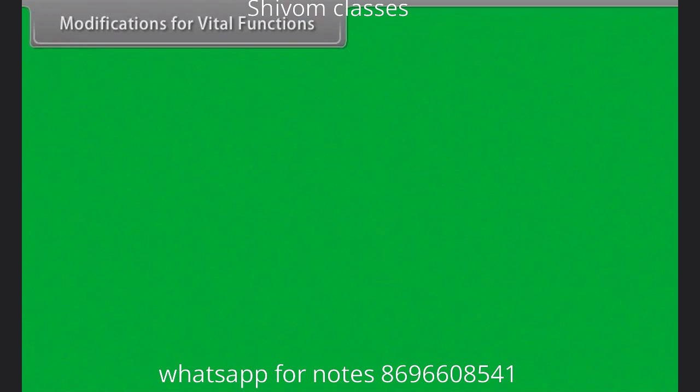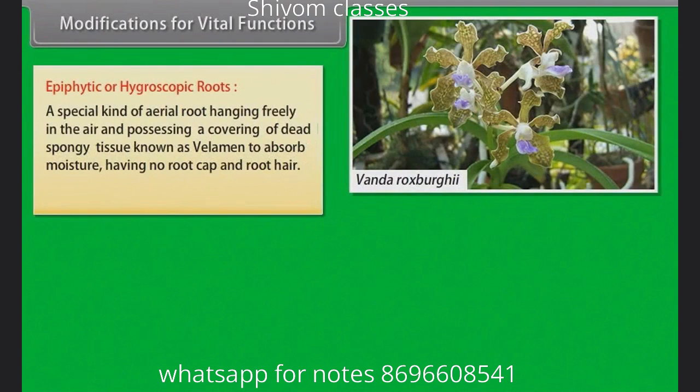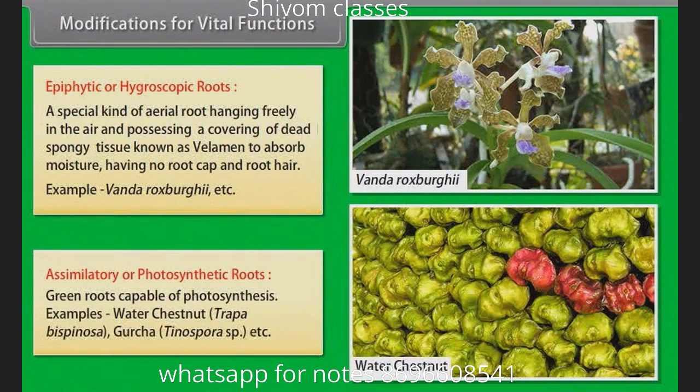Modifications for vital functions. Epiphytic or hygroscopic roots. A special kind of aerial root hanging freely in the air and possessing a covering of dead spongy tissue known as velamen to absorb moisture, having no root cap and root hair. Example: Vanda roxburghii, etc. Assimilatory or photosynthetic roots. Green roots capable of photosynthesis. Example: water chestnut, giloy, etc.